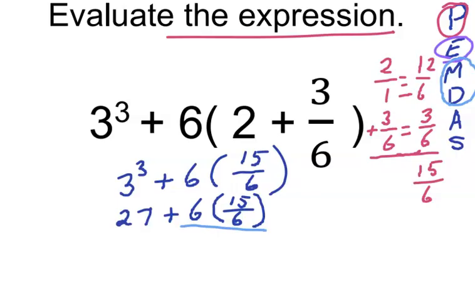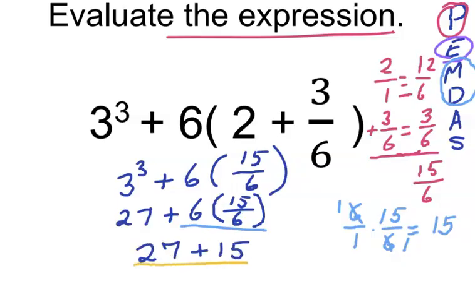Well, 6 is actually 6 over 1 times 15 over 6. All right, so we can see here that we're going to quickly cross-reduce and make a 1 here and a 1 here, which means this is simply going to be 15 over 1, or just 15.